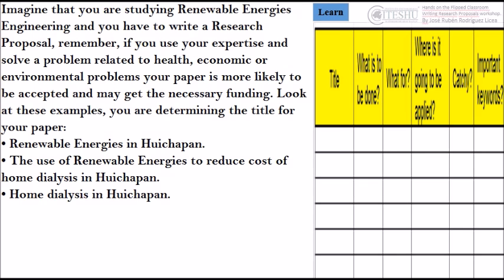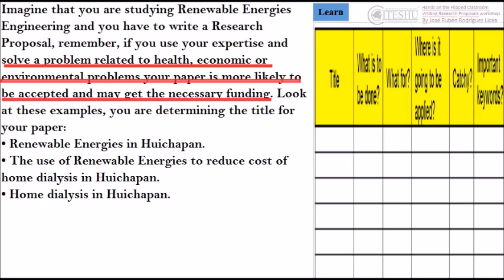Imagine that you are studying renewable energies engineering and you have to write a research proposal. Remember, if you use your expertise and solve a problem related to health, economic or environmental problems, your paper is more likely to be accepted and may get the necessary funding. Look at these examples. You are determining the title for your paper. Renewable energies in Huichapan. The use of renewable energies to reduce cost of home dialysis in Huichapan. Home dialysis in Huichapan.